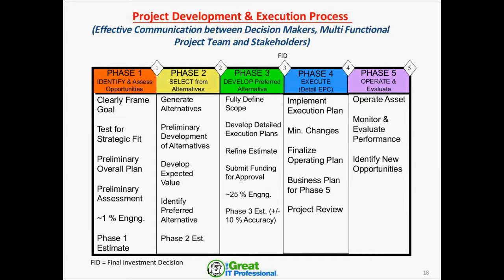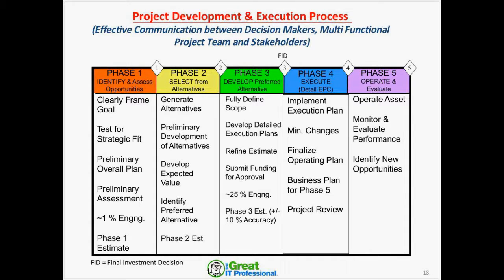And the goal of phase 4, again, is having the discipline to not have scope changes creep up in phase 4. Minimize changes and look for a project review at the end of phase 4, have an operable asset turned over at the end of phase 4 that really meets your safety, cost, and schedule targets that you established in the final investment decision document.